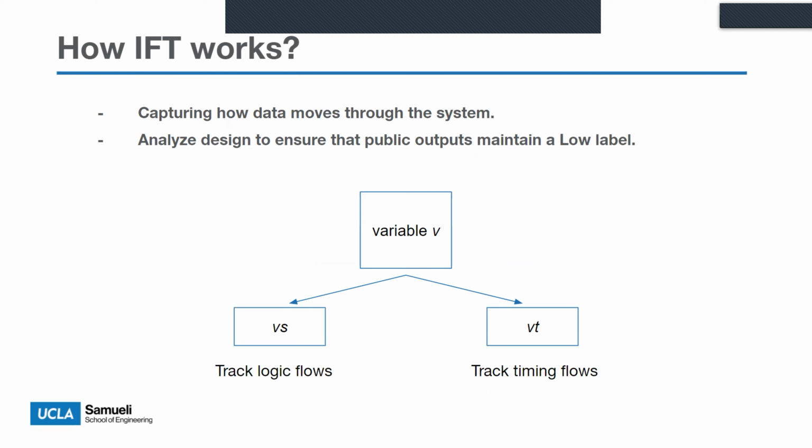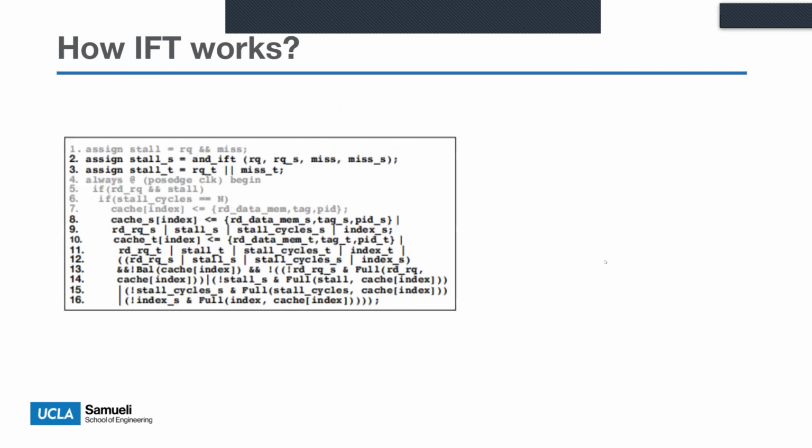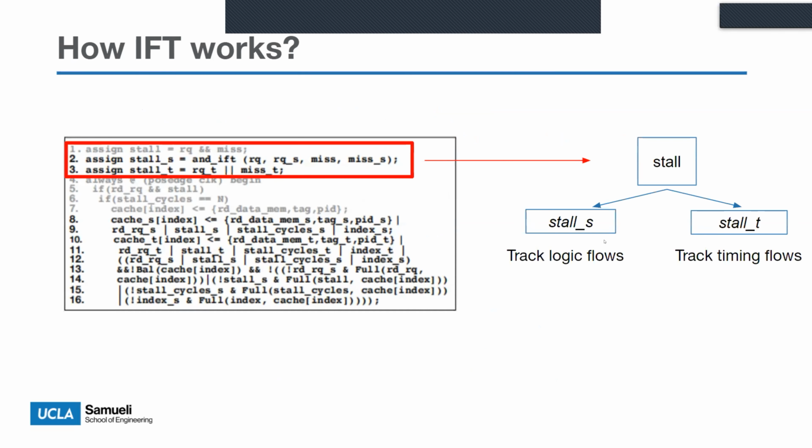IFT will annotate each design variable V with two different security labels, VS and VT, where the S labels track the logical flows and the T labels track the timing flows. So here we have an example from the paper. We can see that lines 1 to 3 show how to define the labels of the variable stall: two labels called stall S and stall T. They are declared to track the logic flow and the timing flow respectively.